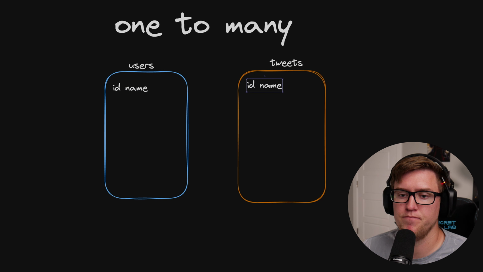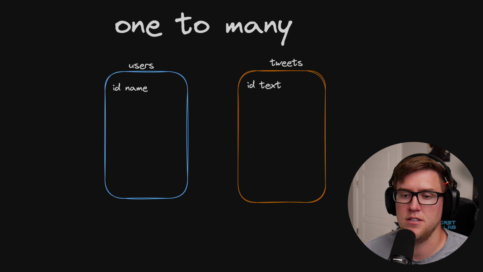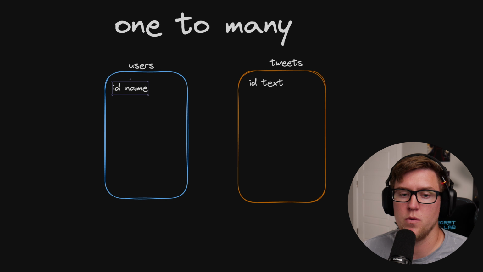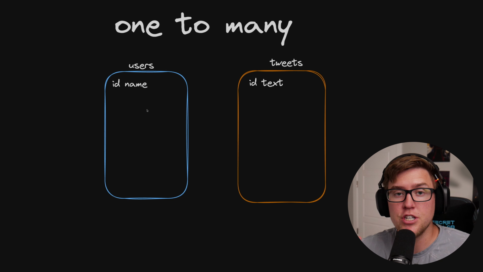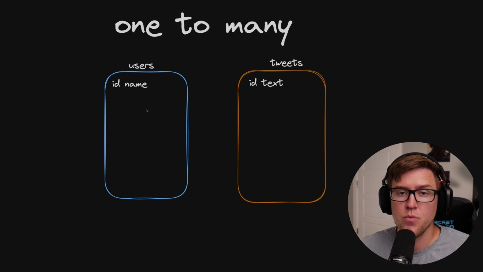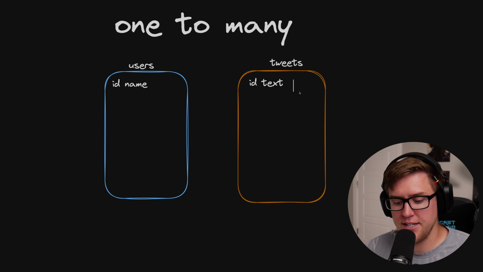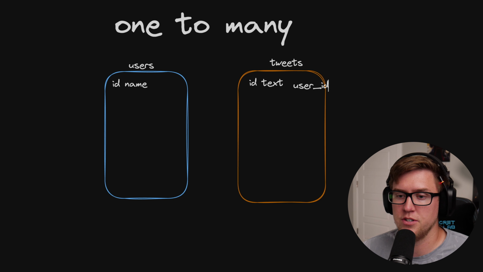Seems pretty straightforward. And then tweets will need an ID, some text, and now's the tricky part. We actually need to model the relationship between tweets and users. So keep in mind, a user can have zero or many tweets. When this is the case, the easiest thing to do is to put a foreign key ID on the entity that is the many. So in this case, the tweets should reference the users. So tweets need a user ID.